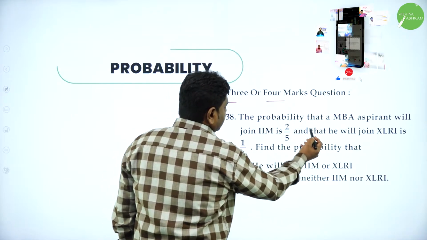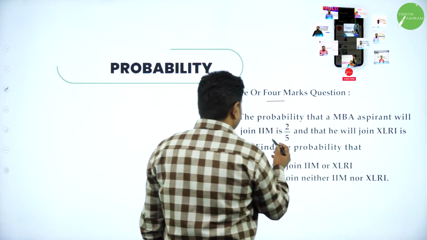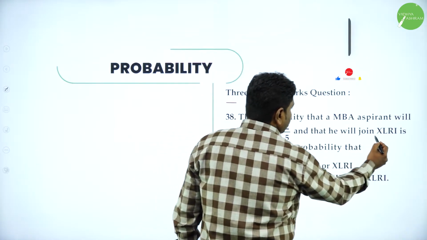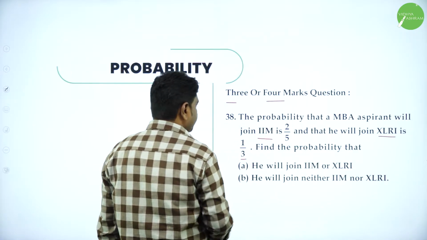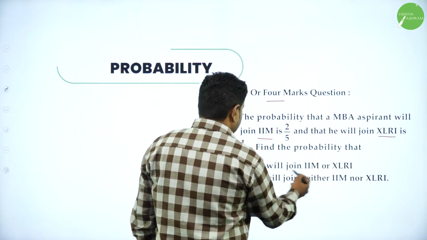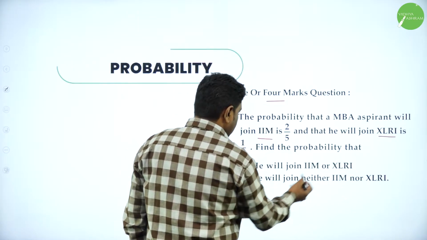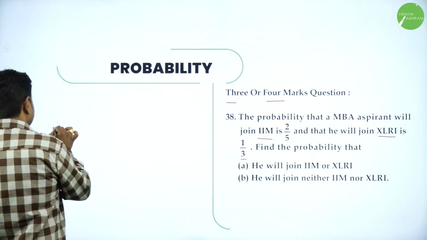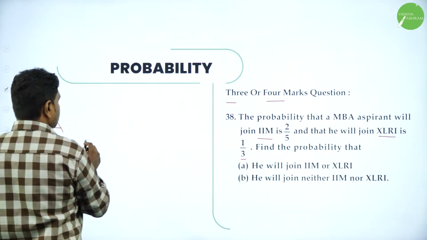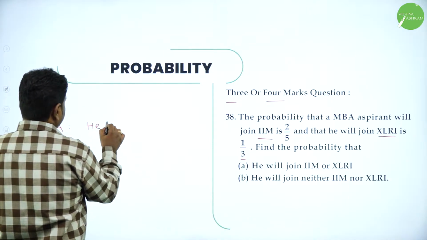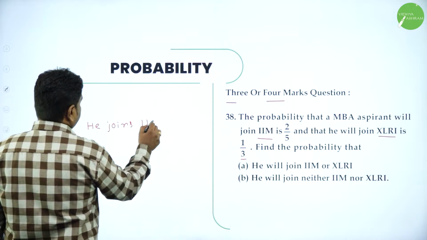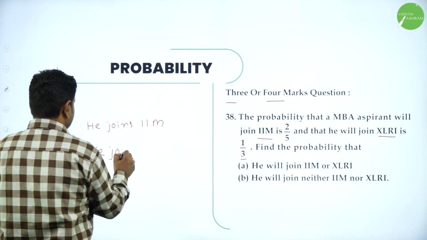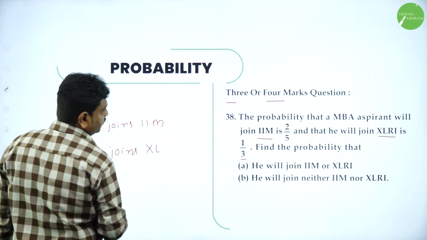The probability that an MBA aspirant will join IIM is 2 by 5 and he will join XLRI is 1 by 3. Find the probability that he will join IIM or XLRI, and that he will join neither IIM nor XLRI. So first define the events. Event A, he joins IIM. Event B, he joins XLRI.